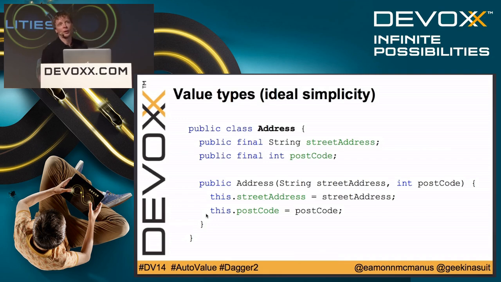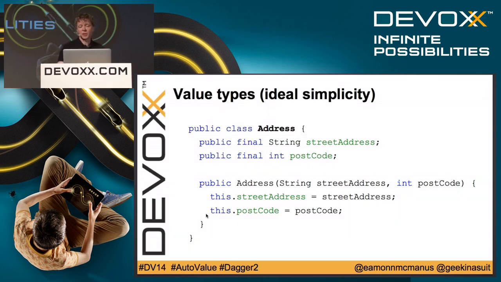So here's an example of a value type, right? It's a class Address that has just two properties, which are street address and postcode. And here's the ideal way that you would write it in Java, and we'll see that this doesn't really work out, but you would like just to be able to say, okay, I have these two fields, street address and postcode, and I have a constructor that initializes them.